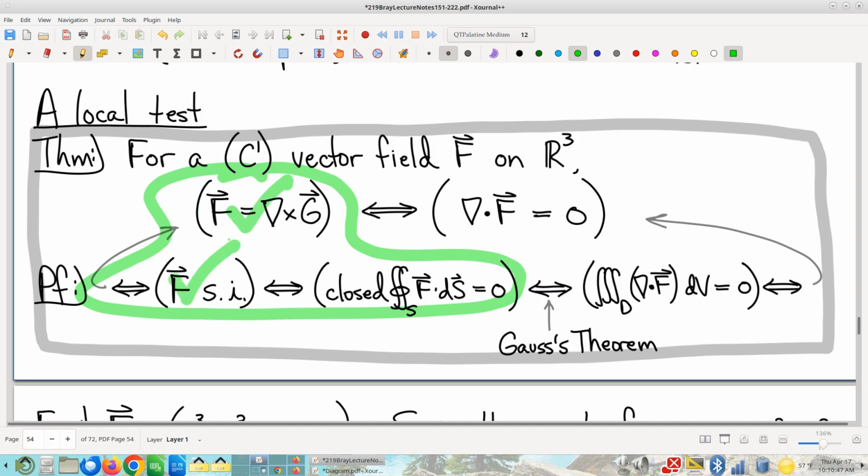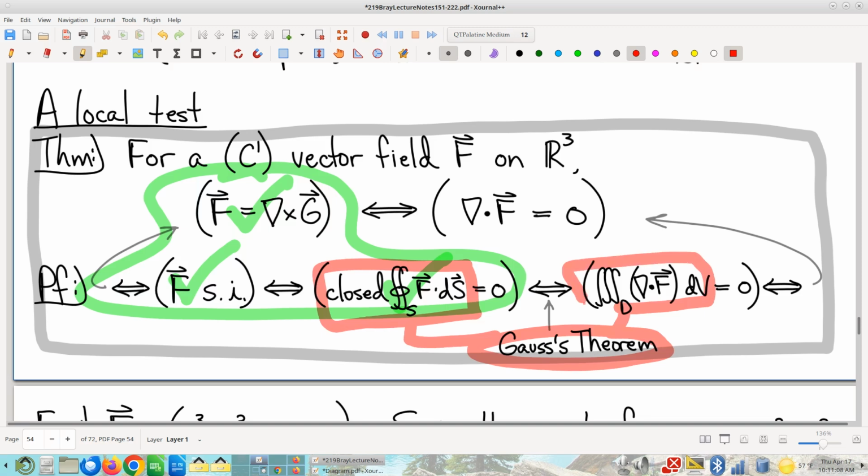Again, regularity issues assumed, ignored. Being a curl is surface independence. Surface independence is about closed boundary fluxes being 0. All of this we saw last time. And now, as predicted, here it is, Gauss's theorem.